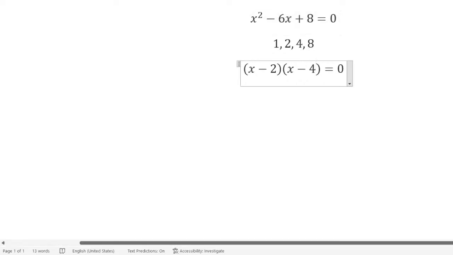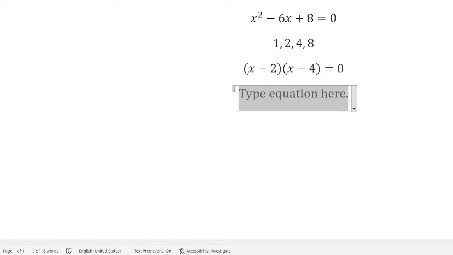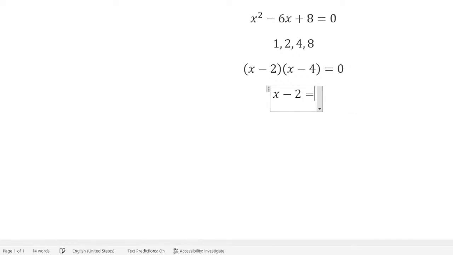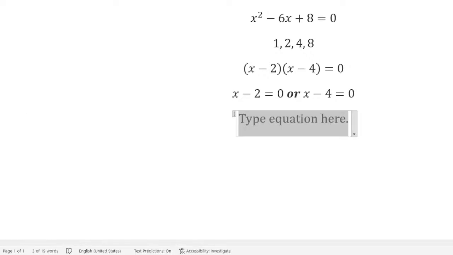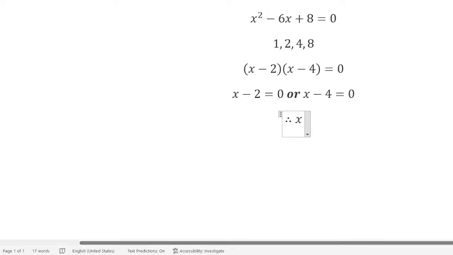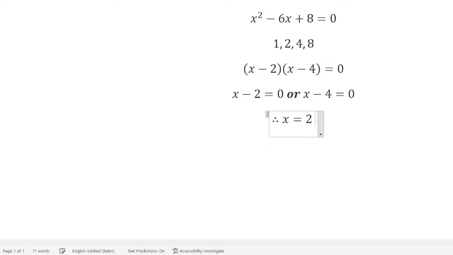Therefore, x minus 2 is equal to 0, or x minus 4 is equal to 0. Therefore, x is equal to 2, or x is equal to 4. Perfect. Got this one right. Therefore, x is equal to 2, or x is equal to 4.